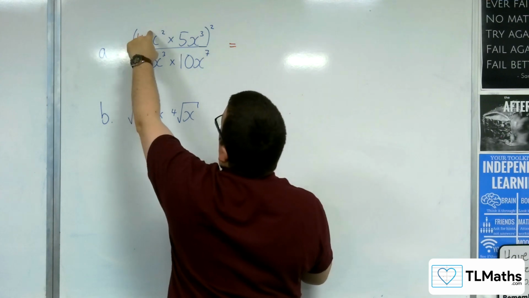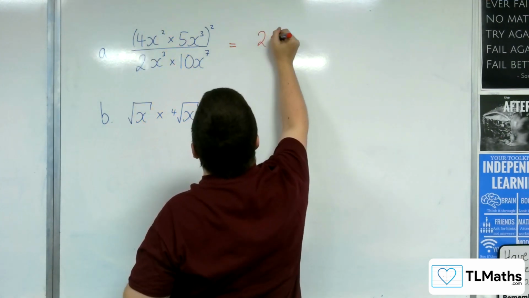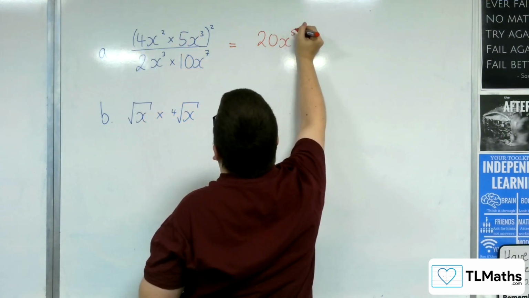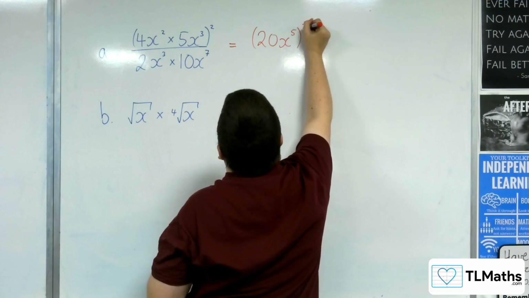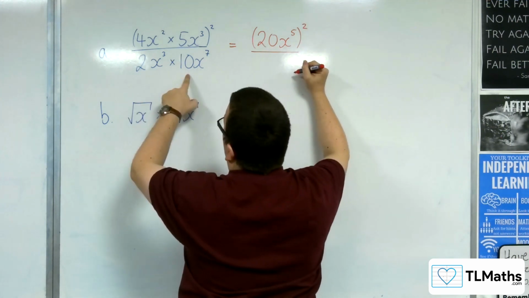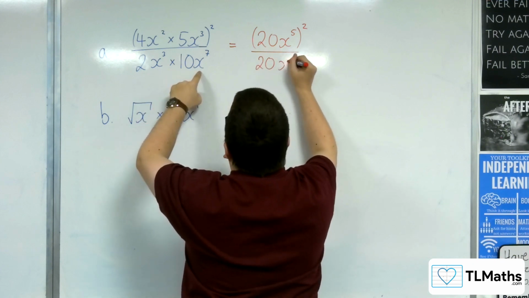So we've got 4x squared times 5x cubed. So the 4 times the 5 is 20, and you've got x squared times x cubed is x to the 5. And this is still being squared. On the bottom, you've got 2 times 10, so 20, and then you've got x cubed times x to the 7, so x to the 10.